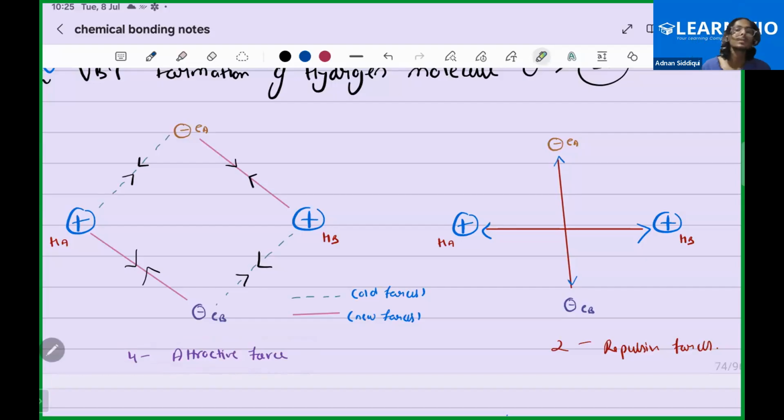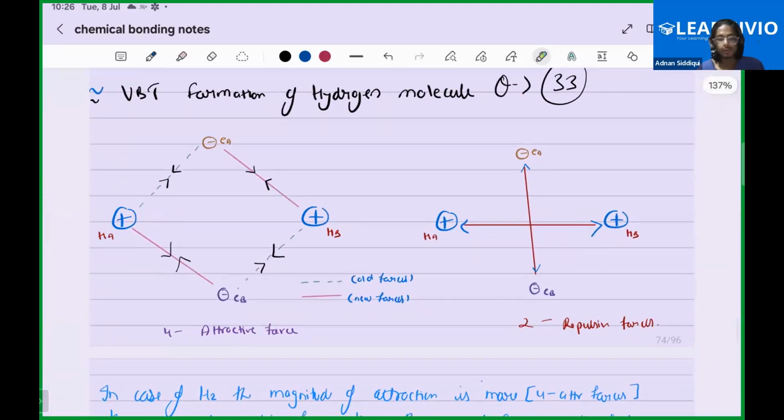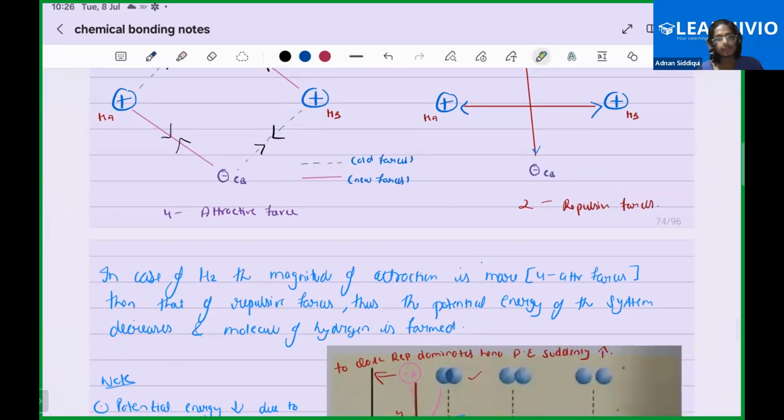Now let us talk about the repulsive forces. So the repulsive forces are between the nucleus and the two electrons, right? The electron of A will repel electron of B. The nucleus of A will repel the nucleus of B. So we have total two types of repulsive forces. So you can clearly see the attractive forces are more in number if you compare them with repulsive forces. So four, and there's like two.